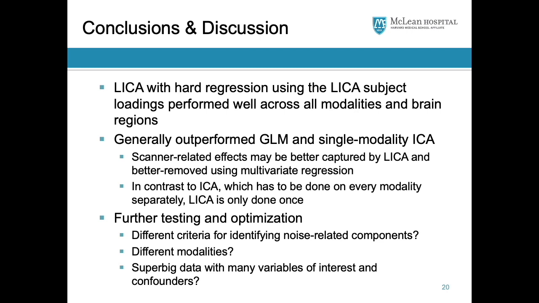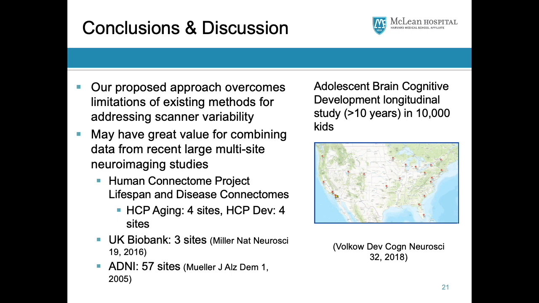But further testing and optimization is needed, namely to look at different criteria for identifying noise-related components, looking at different modalities, and then how to implement this technique using super big data where you have a large number of variables of interest and a large number of confounders. Our approach has great promise for overcoming limitations of existing methods for addressing scanner variability and may have great value for combining data from recent large multi-site neuroimaging studies like the HCP studies, the UK Biobank, ADNI, and the ABCD study, which is a longitudinal study collecting data for more than 10 years in 10,000 kids at multiple sites across the US.